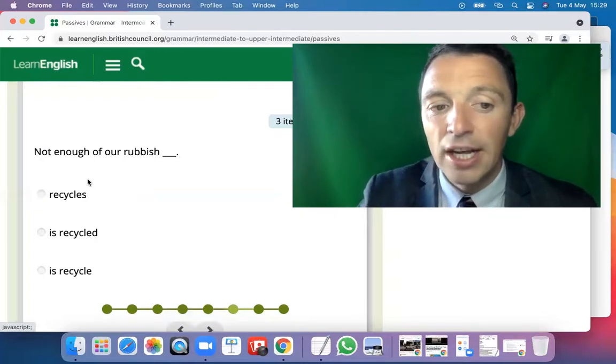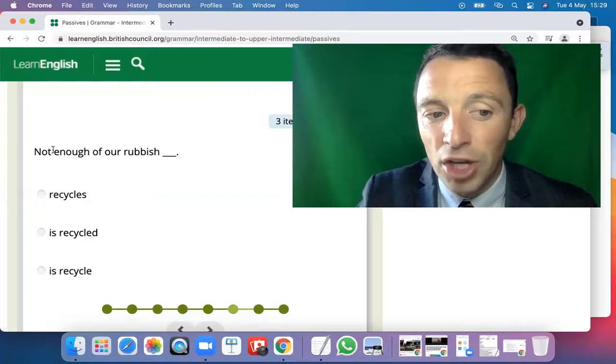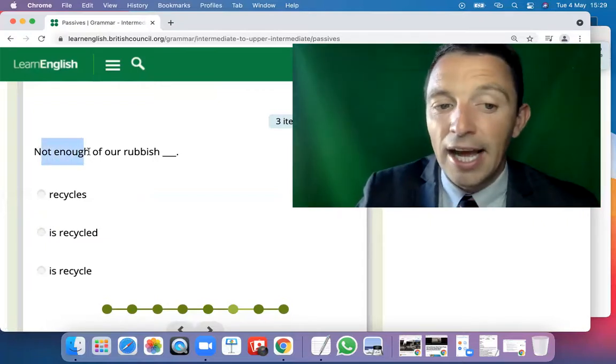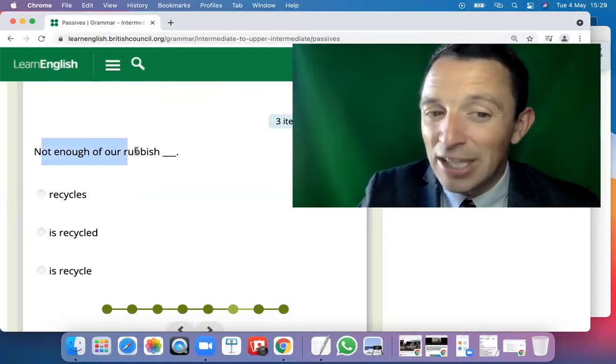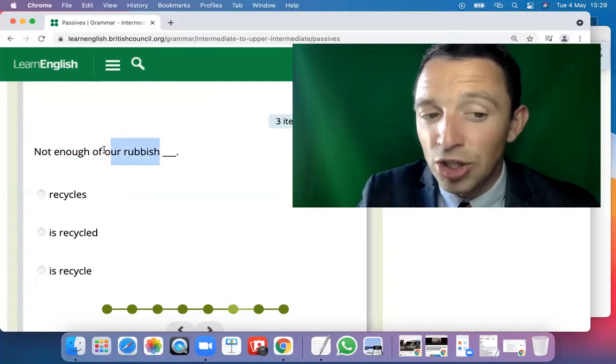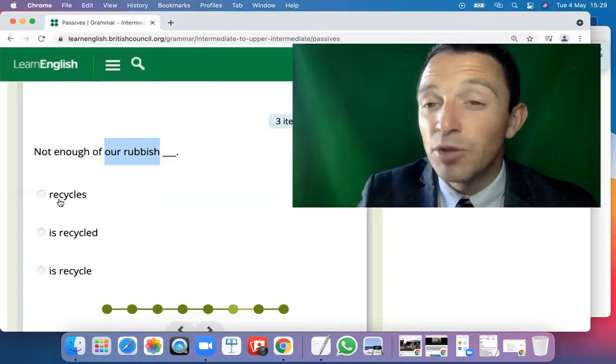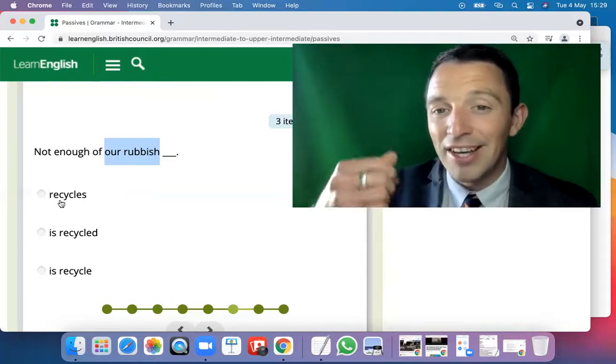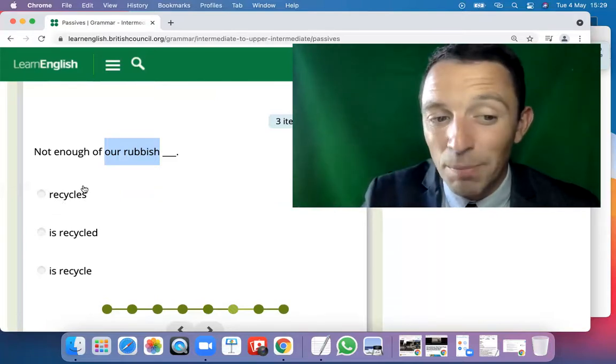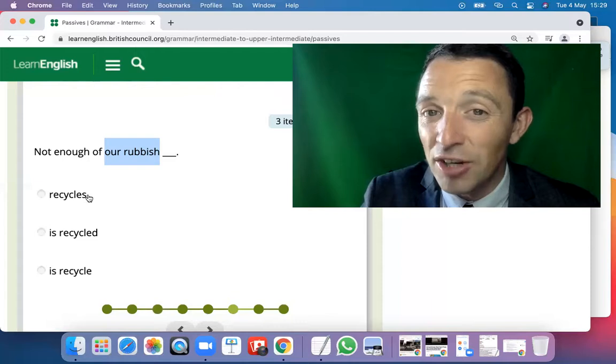The next one, not enough of our rubbish. So this is maybe a complicated beginning to the sentence. The subject is rubbish. Recycles, is recycled, is recycle. Okay, so this is a very good question. The verb to recycle: I recycle, you recycle, he recycles. So this is possible, but it's the present in the third person.